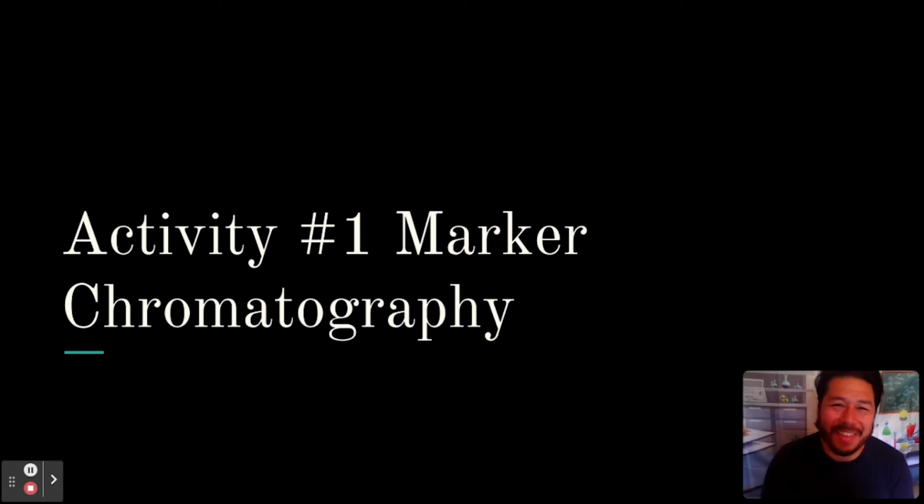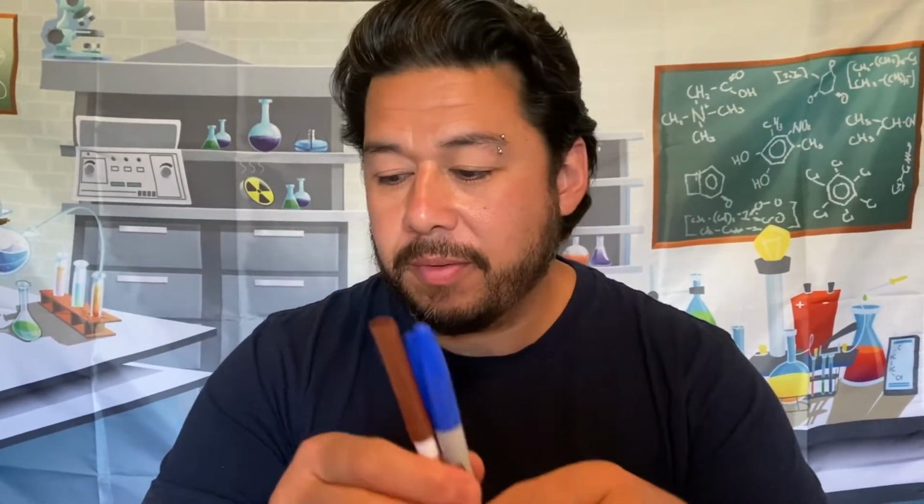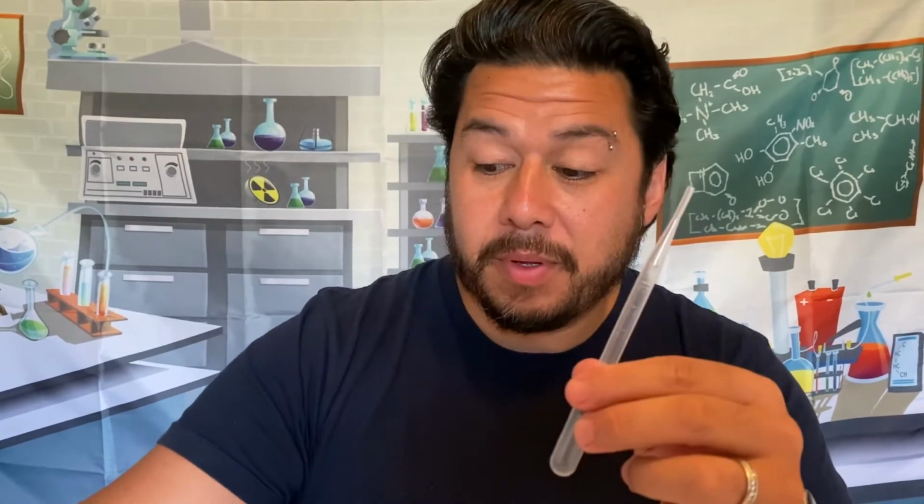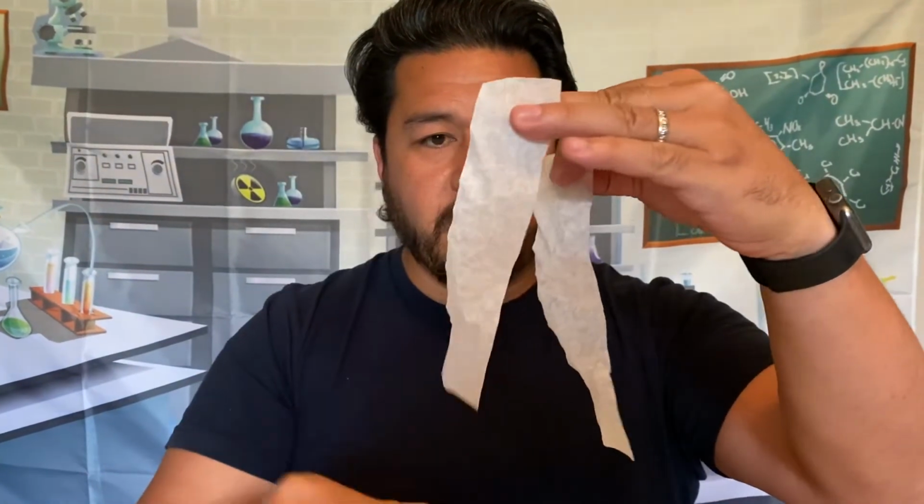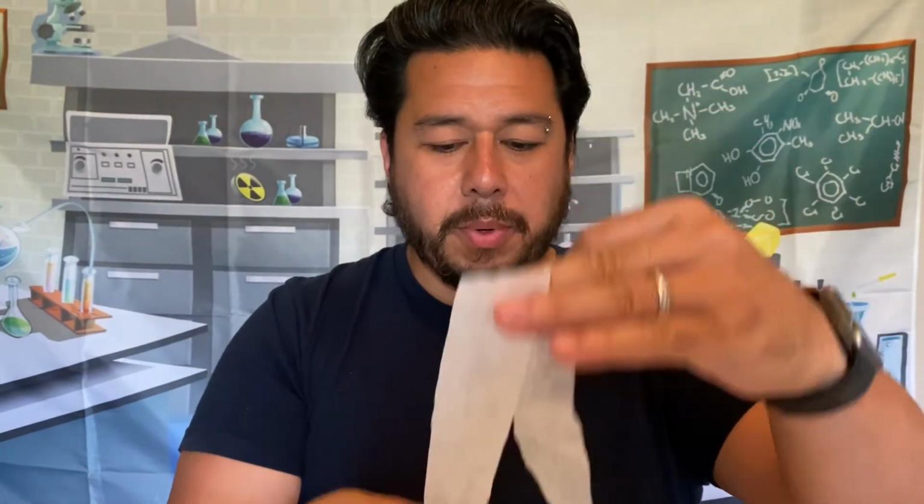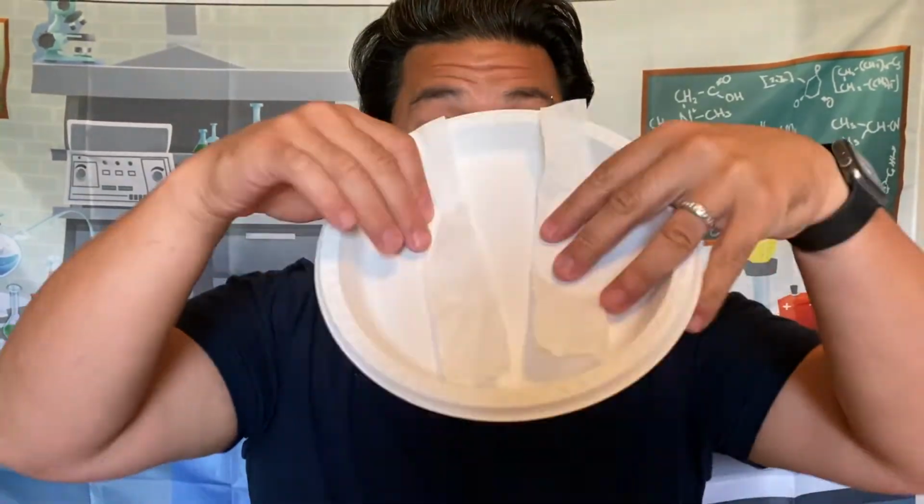All right, this brings us to activity number 1, where we're going to talk about marker chromatography. Hey there, Science Explorers. What you're going to need for this lesson is some markers, a pipette, a 6-ounce cup with just about a 1/4 inch of water in it, 2 coffee filters cut into strips about 1 inch by 3 inches, and a plastic plate.